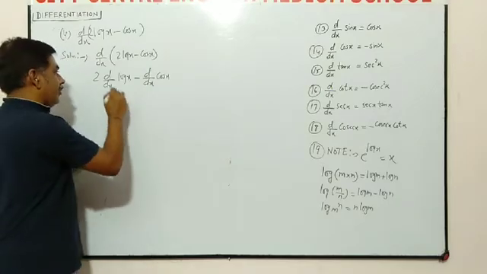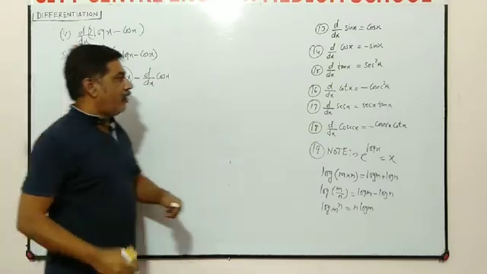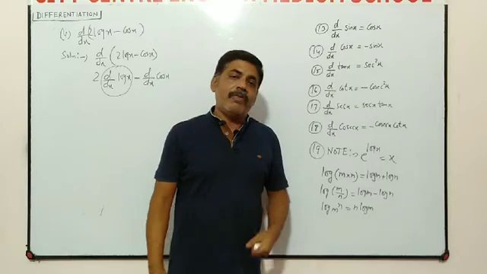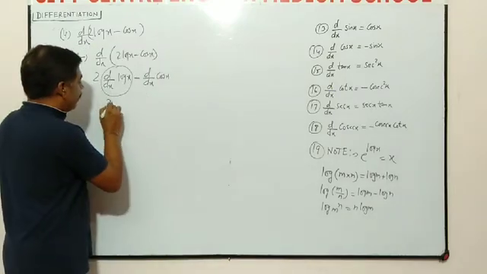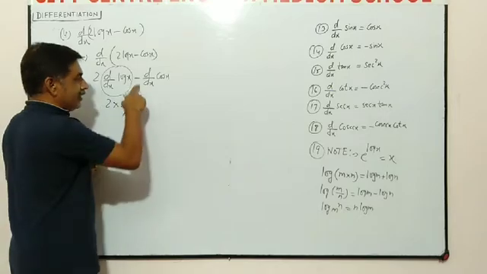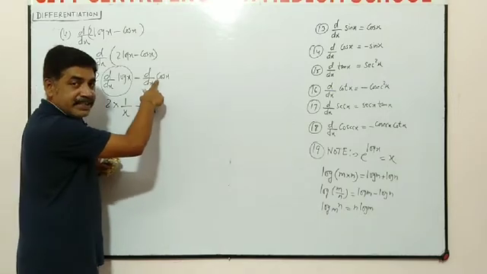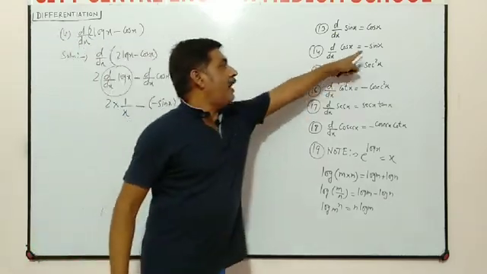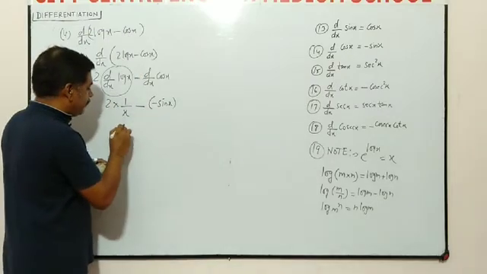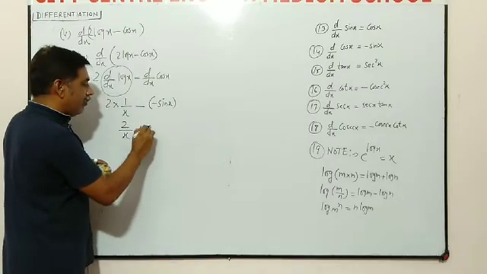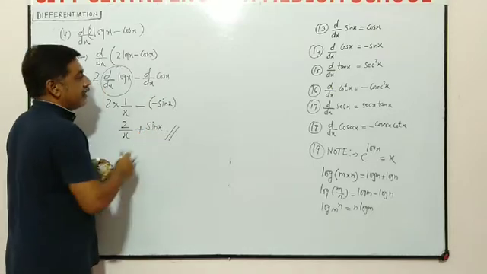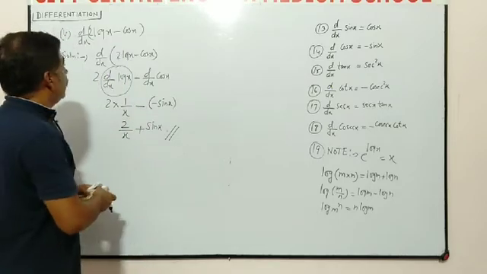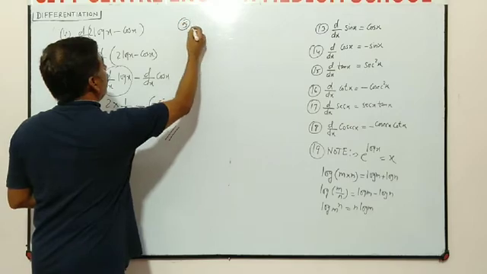Clear? Now we know the differentiation of log x. In the last video we saw that differentiation of log x is 1 upon x. So write differentiation of log x as 1 upon x, minus the differentiation of cos x, which is minus sin x. So minus minus plus. So the answer is 2 upon x plus sin x. So this is question number 4. Clear? Simple question. Now see question number 5.